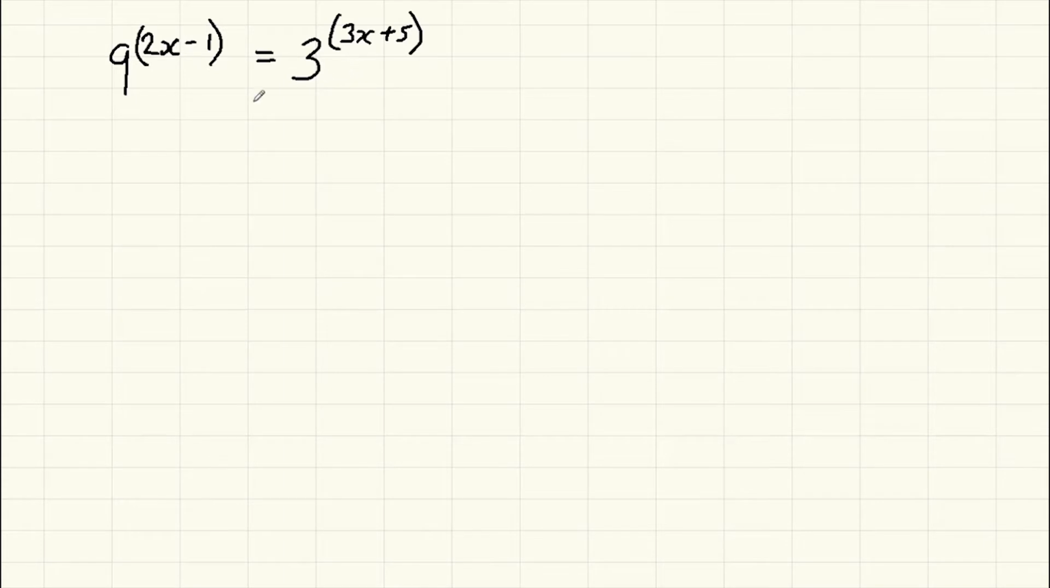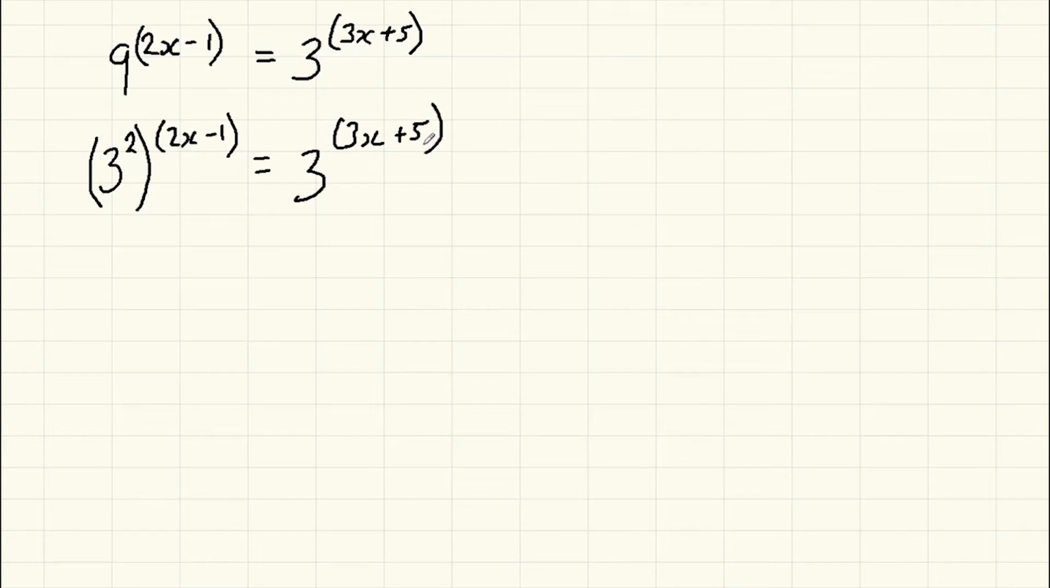Well, what I'm going to do here is change that 9 into 3 squared. So we end up with 3 squared to the power of 2x minus 1 equals 3 to the power of 3x plus 5. The reason I did that was because I want these base numbers to be the same. It seems like I've made it more complicated because I've now got a number raised to a power raised to another power, but we can get around that.